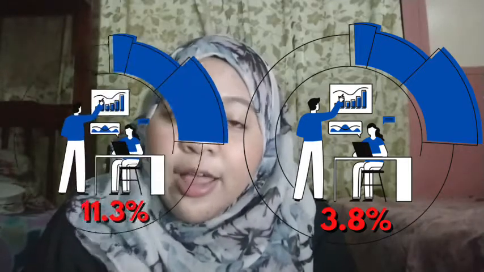For example, in 2017, the poverty rate in Malaysia was 3.8%, while Vietnam was 11.3%. Poverty in Vietnam is worse than Malaysia due to the low level of education. This has prevented the Vietnamese from getting jobs that offer a high income level. Second is the comparison of unemployment between Malaysia and Vietnam. Unemployment in Malaysia is higher than Vietnam.